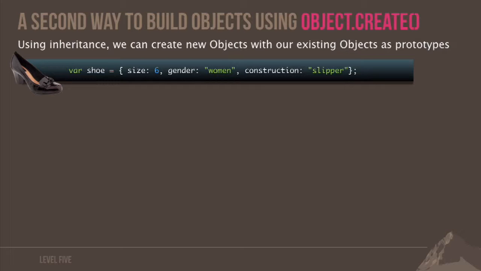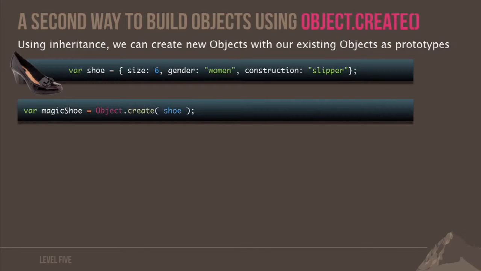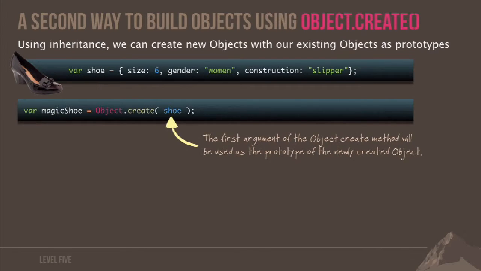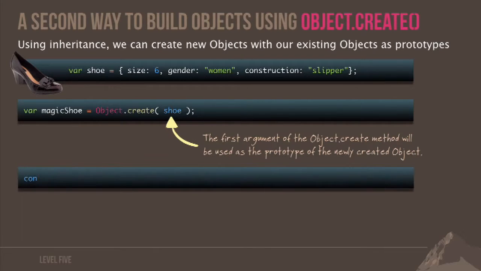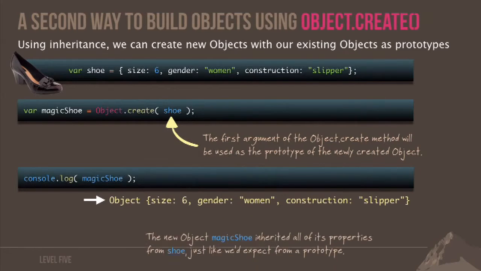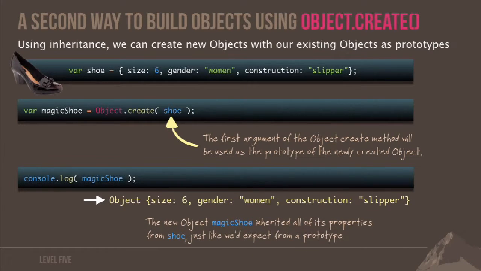If we wanted to create a new object that used shoe as a prototype, we'll create a variable called magicShoe, and we'll use the Object.create method and pass in shoe. Whatever you pass in to the create method will be the prototype for the new object. If we logged out our magicShoe now, we would see that the object is exactly the same as the shoe object. It inherited all of its properties from shoe, just like we'd expect from a prototype.